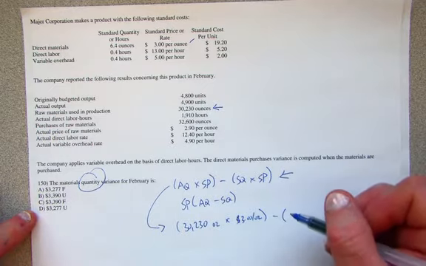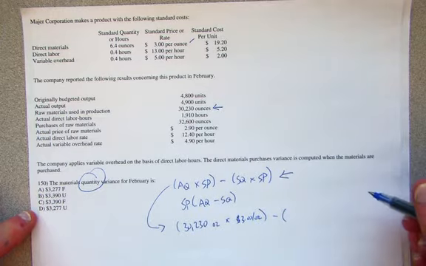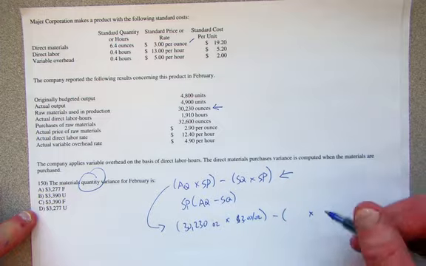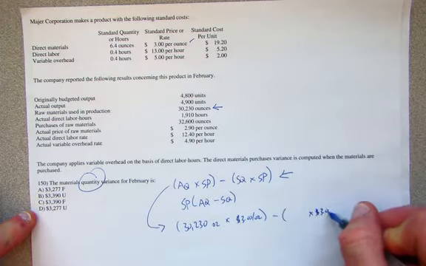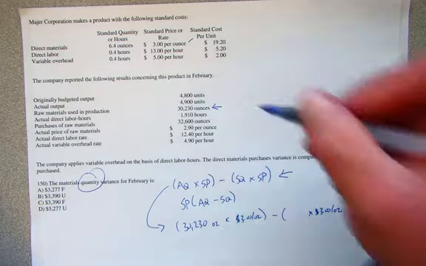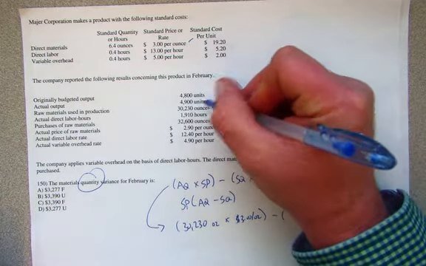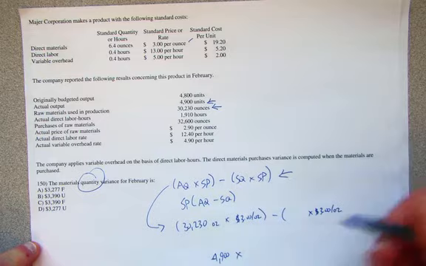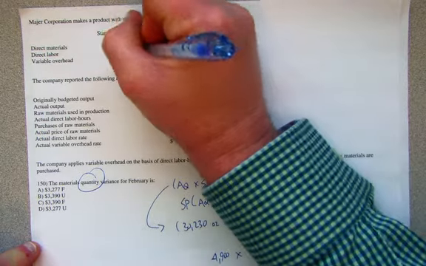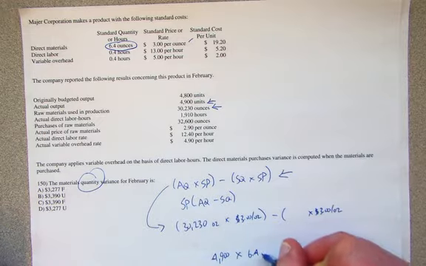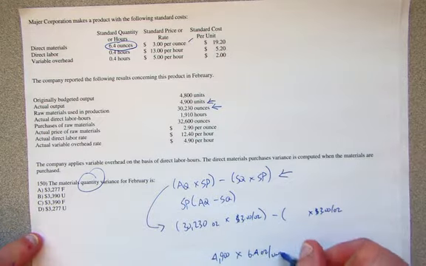From that, we're going to subtract the standard quantity. Now, the standard quantity is not given to us. We've got to figure it out. We can certainly fill in the standard price, which is $3 per ounce. But the question is, how many ounces of stuff should we have used? Well, ignore this budgeted output and let's focus on actual output. So we made 4,900 things, and each thing is supposed to require 6.4 ounces. So 6.4 ounces per unit.